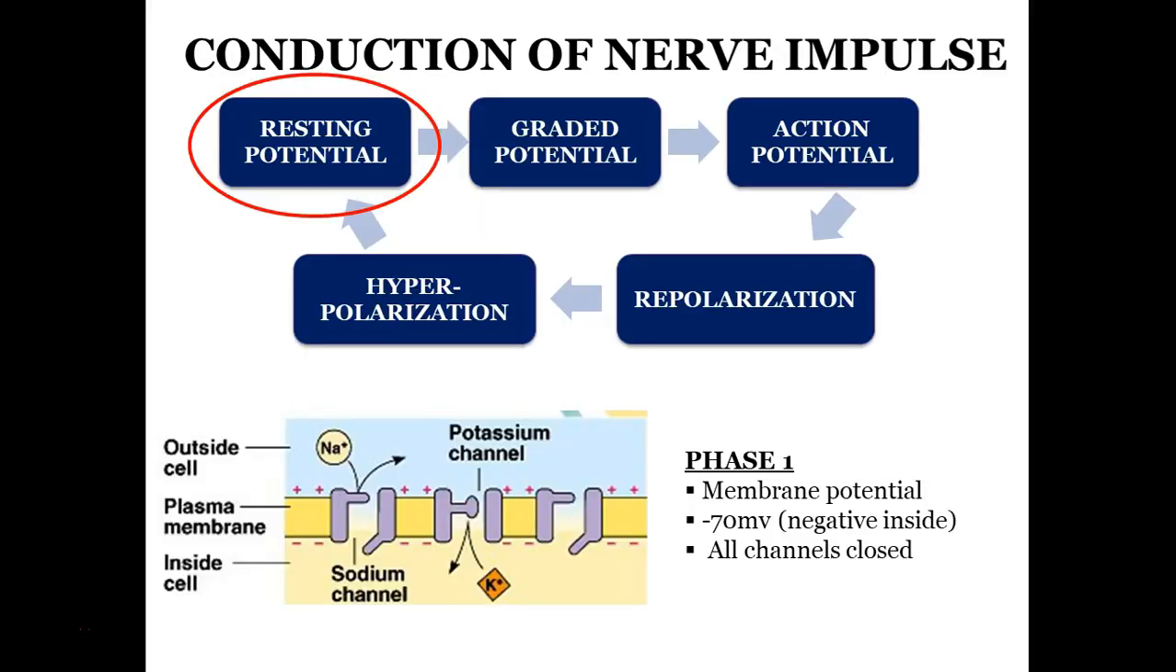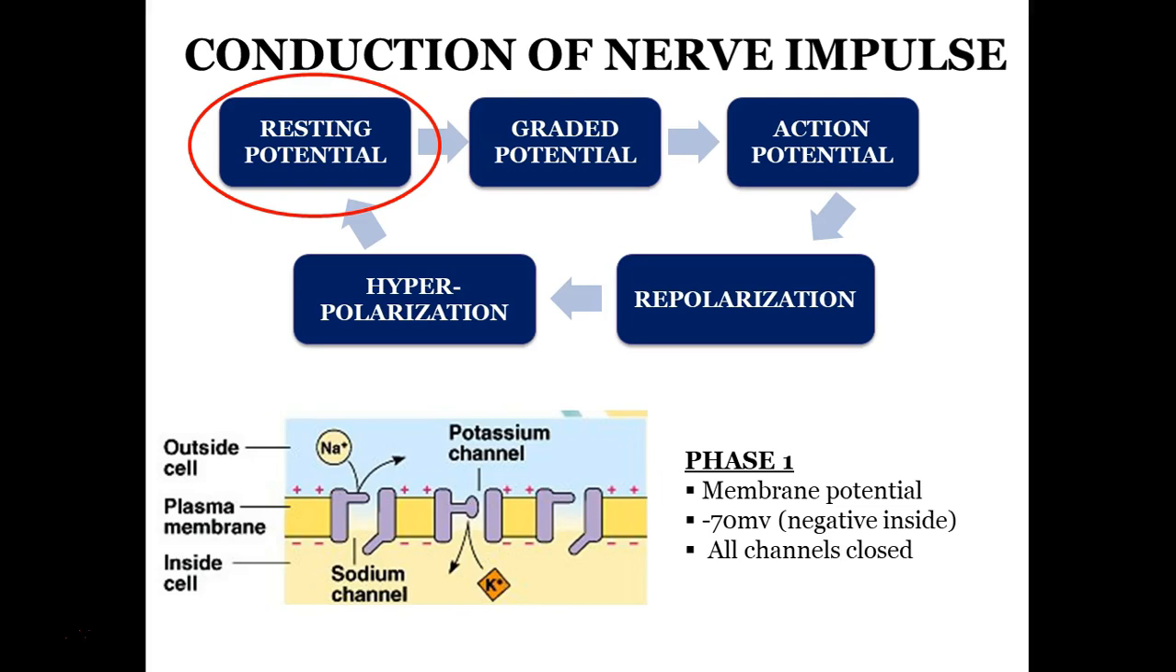So basically now let us study how the nerve impulse gets transferred from one neuron to another, and also how it is transferred from within the neuron. It has certain basic steps. Let us start with the very first step, which is the resting potential or the membrane potential.